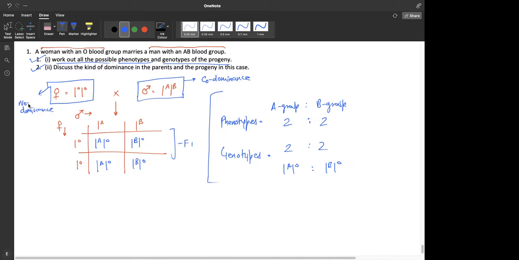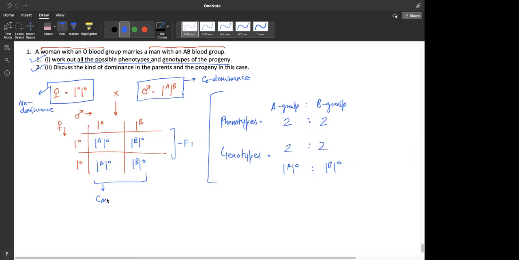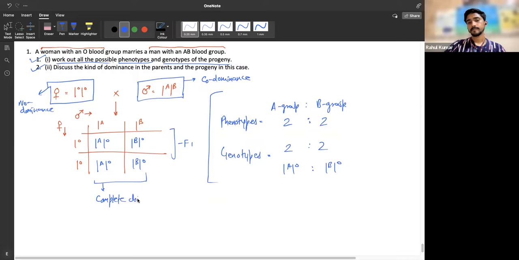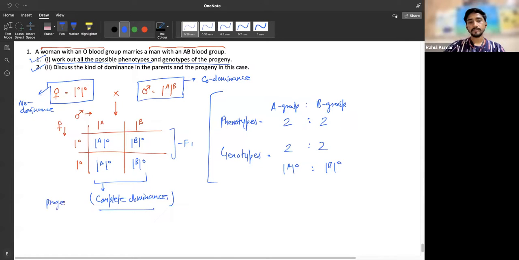Because both are recessive alleles. Tell me in the progenies, what kind of dominance is there? In all the four progenies, one allele is dominant over the other, right? Yes. So progenies have complete dominance. You understand there is no codominance in progenies because there is no blood group AB in the progenies. Is question 2 clear, everyone? Yes, sir.